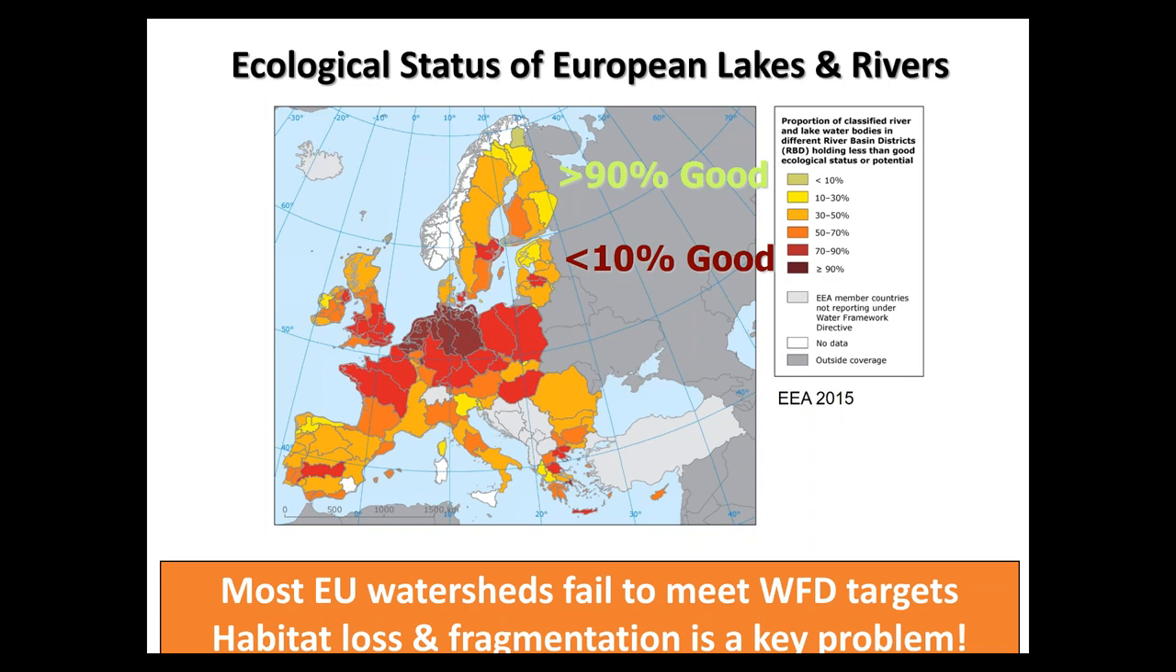Unfortunately, the second river basin management plan in 2015 doesn't seem to show any improvement over the 2009 situation, as you can see from this picture of the ecological status of European rivers. So we need to continue action to deal with the problem of ecological status and also of habitat loss and river fragmentation in European rivers.